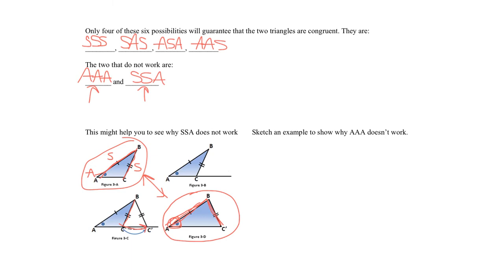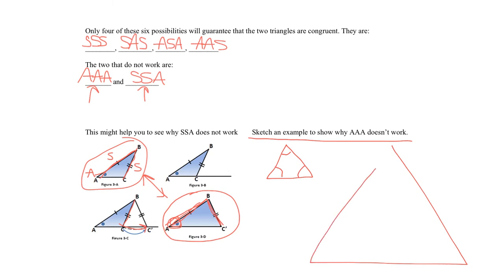Okay, take a second and now draw an example here to show why AAA doesn't work. Remember, I showed you that earlier. I want you to draw your own. Here's just one example of what this could look like. You could draw an equilateral triangle where all the angle measures are the same at 60 degrees. So if I have a triangle where all 3 angles are the same, and then I have another triangle where all 3 angles are the same, all 60 degrees. So there's one example of why AAA doesn't work.